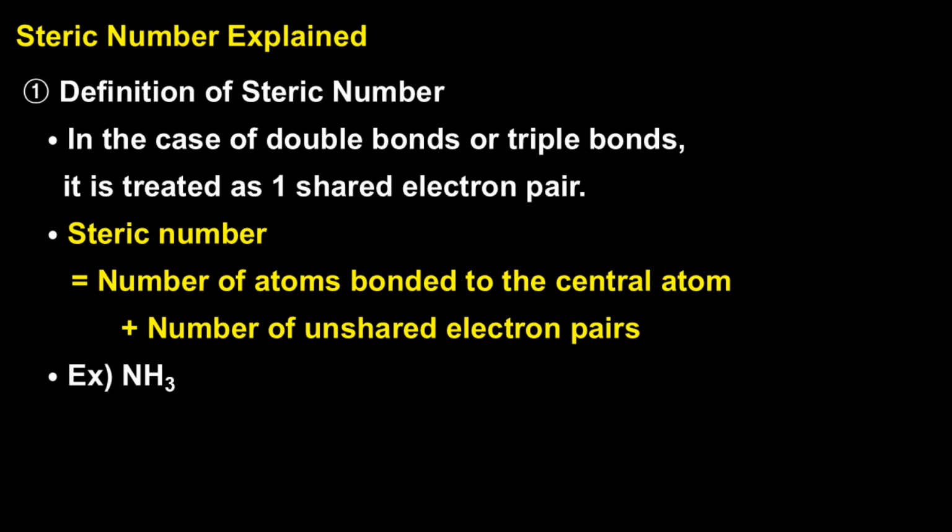So how do we actually calculate it? There's a simple formula. Steric number equals the number of atoms bonded to the central atom plus the number of lone pairs. Let's try an example. Take ammonia, NH3. The nitrogen atom is bonded to 3 hydrogen atoms, and it has one lone pair. So the steric number is 4.